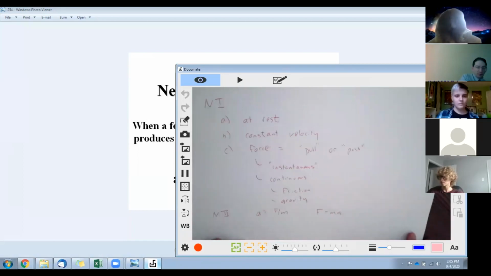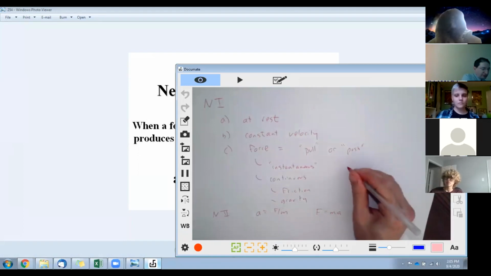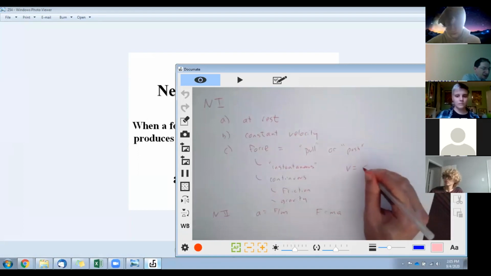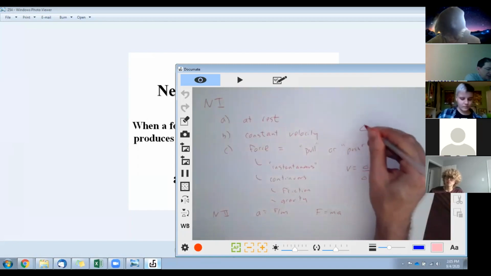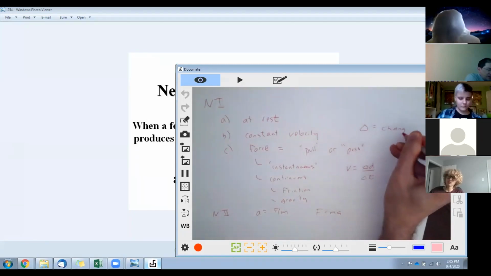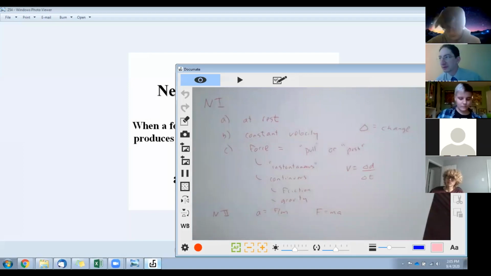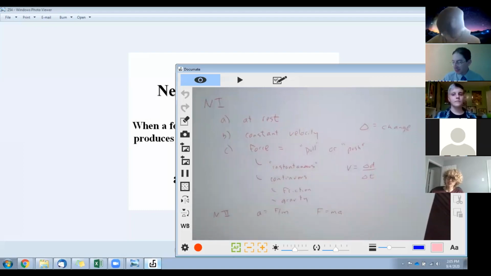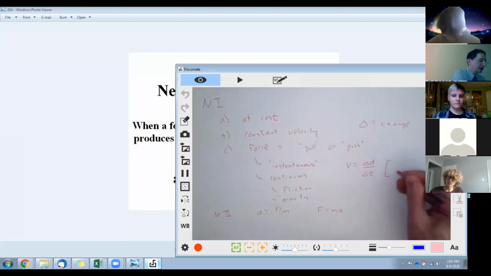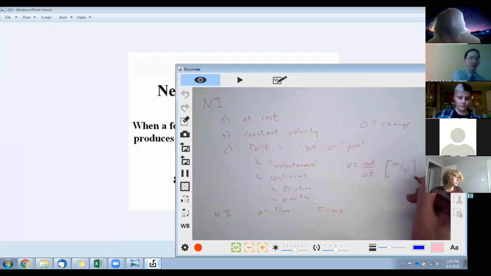Maybe I'll come over here, a little bit more space. First, velocity. Velocity is defined as the change in distance over the change in time. This delta sign just means change. If you're going on a car trip, you travel a certain distance over a certain time. This would be your average speed, change in distance over change in time. So the units there are going to be, let's say, meters per second. Those are the MKS units.